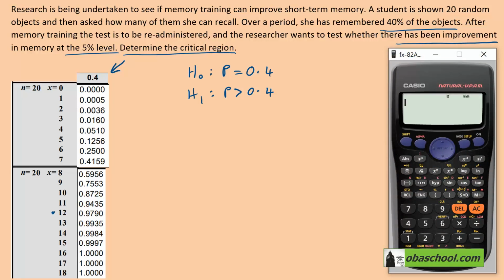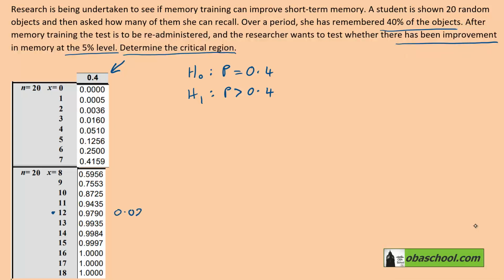And we can see that the cumulative probability there is 0.9790. So if we do 1 take away 0.9790, that's 0.021, which is 2.1%.